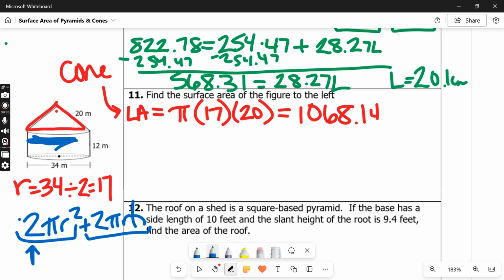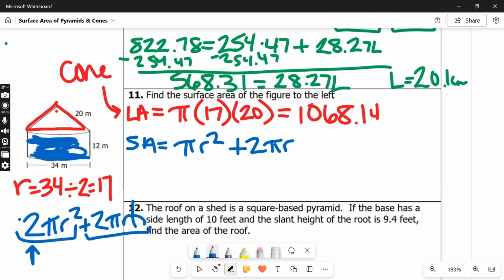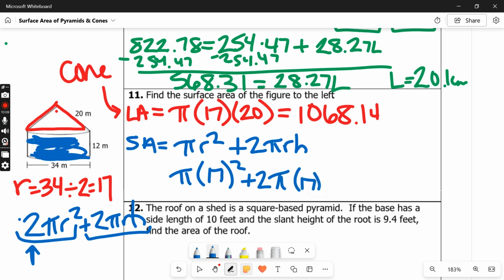Now when I'm looking at this cylinder right here, I only need one of the bases. So I'm going to change this formula just a little bit. Our surface area for this, instead of being 2 pi r squared, is just going to be pi r squared, because I only need the bottom base. I don't need the top one. And then plus 2 pi r h. So this is going to be pi times 17 squared plus 2 pi times 17 times 12.